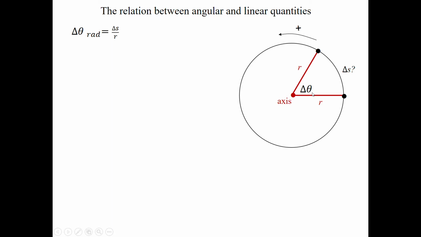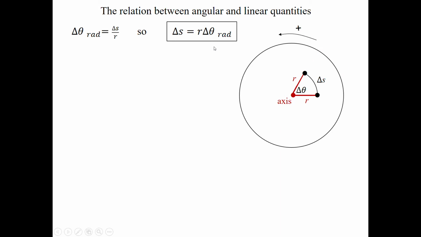We can get that from just the definition of this angle in radians. We would say this angle in radians is nothing more than delta s over r, and we can use that to solve for delta s. That's exactly what we wanted. So this relates an arc length to an angle, which is sort of like a linear distance being related to an angular distance or angular displacement. That's a relationship between an angular and a linear quantity.